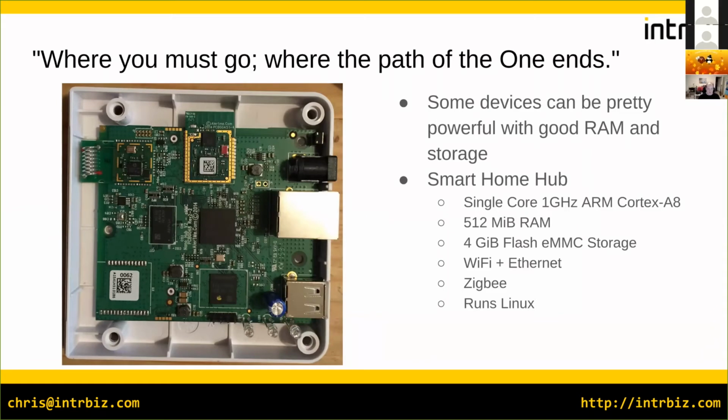Another example of the complete opposite end of the spectrum. This is a Hive hub, Hive being a smart home, smart thermostat provider in the UK. These devices actually have fairly powerful processors. They're a TI OMAP, for those hardware geeks: a single core 1 gigahertz ARM chip. You've got 500 megabytes of RAM, 4 gigabytes of flash, Ethernet, Wi-Fi, Zigbee, and it runs Linux. This ran a full Linux stack, the complete opposite end of the spectrum to the small, more sensor-oriented devices.